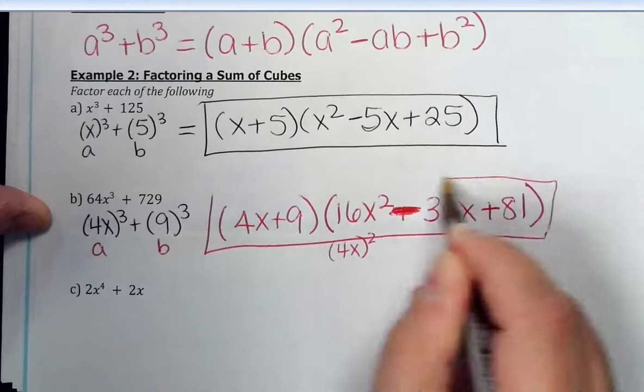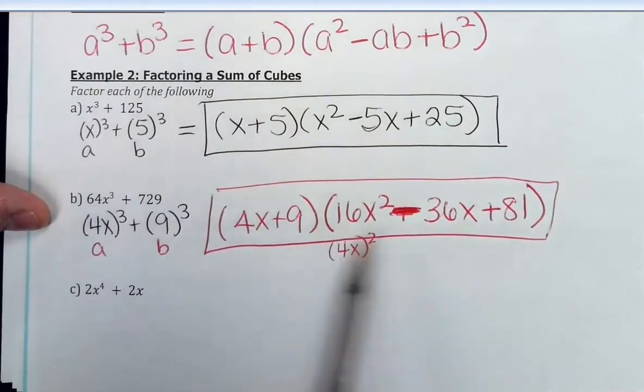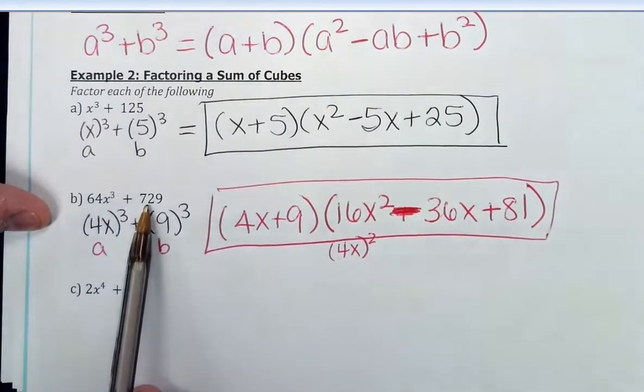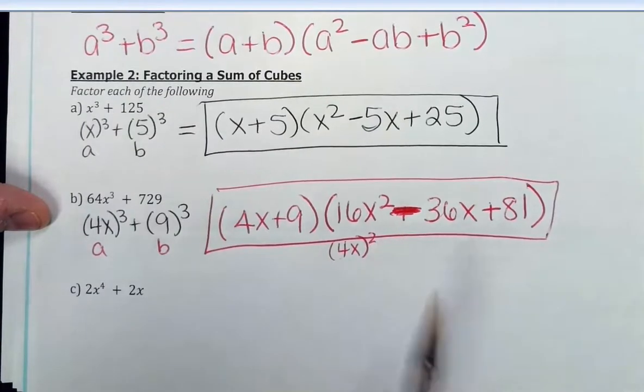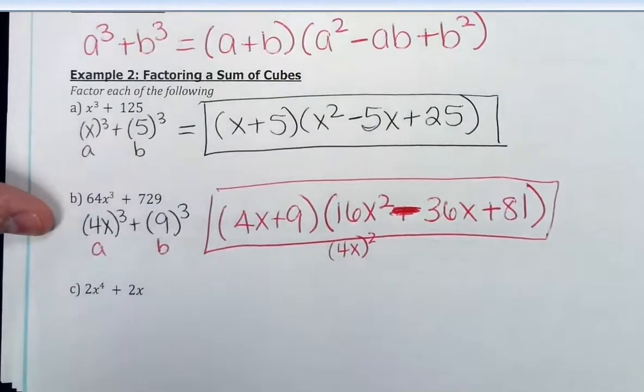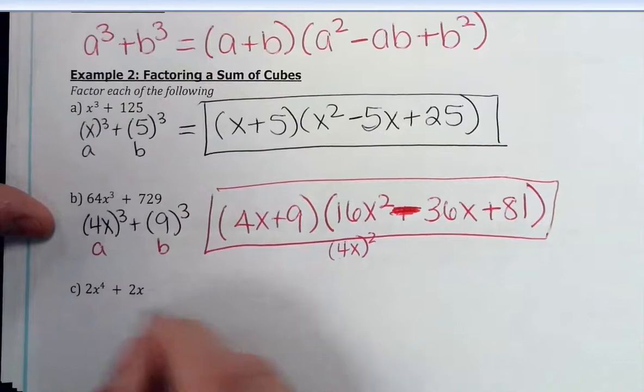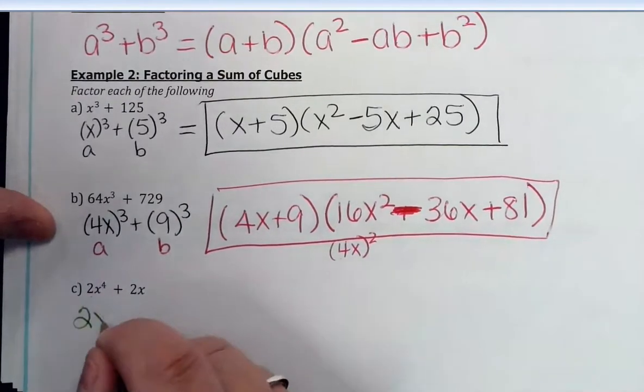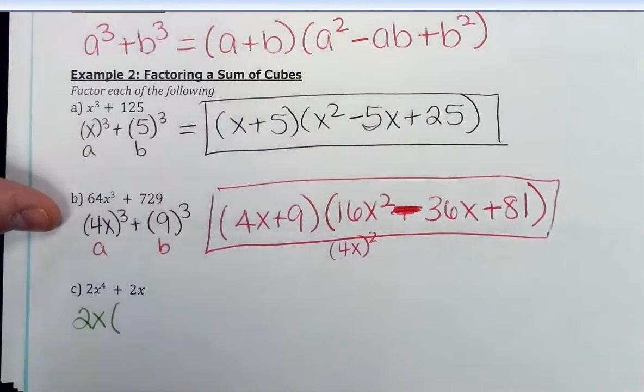And again, if you want to do a quick check, 9 times 81 will give you back that 729. This is subtraction here in the middle. Okay, and then one more real quick. I noticed both of these are divisible by 2, and both of them are divisible by x. So let's pull that out in front first real quick.